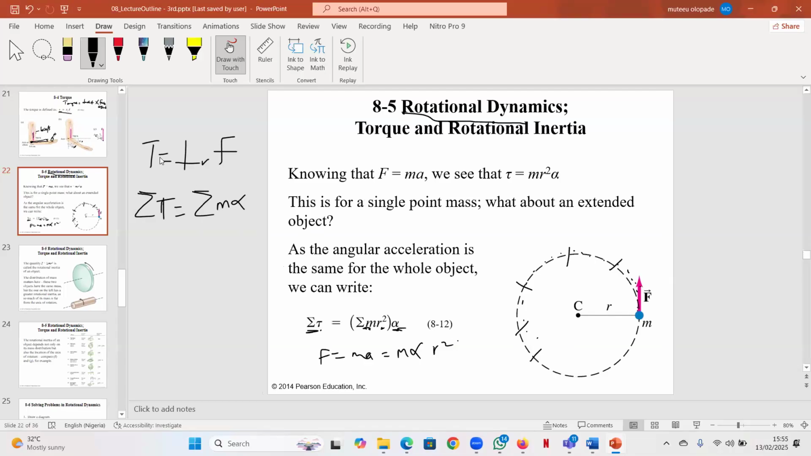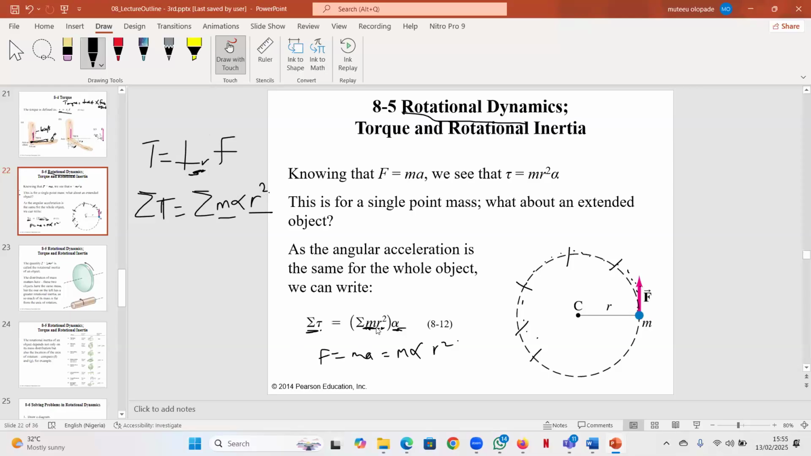Then you have this distance, and that will be what? R square. The distance will be R square. And that is what we have just done here: multiplying force by perpendicular distance. And that's what we have here. So I hope it is clear.